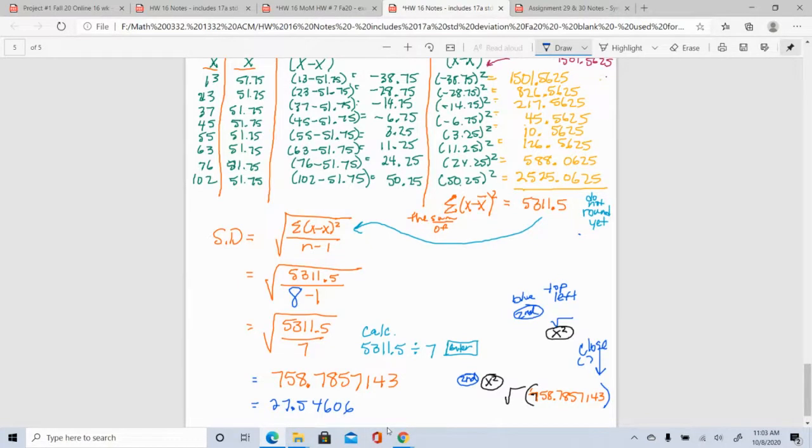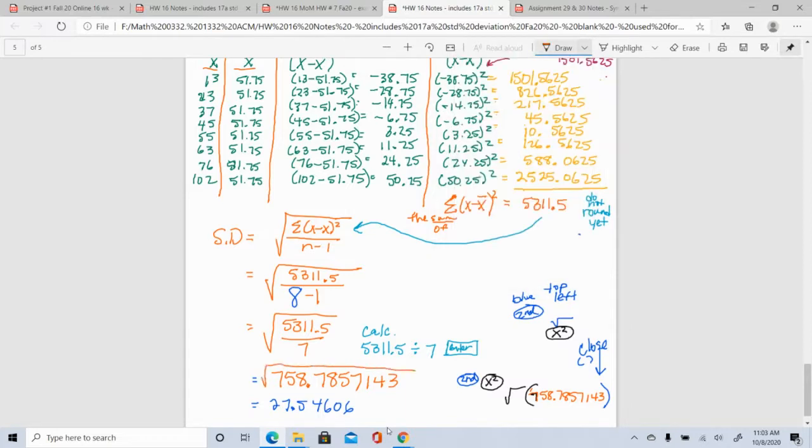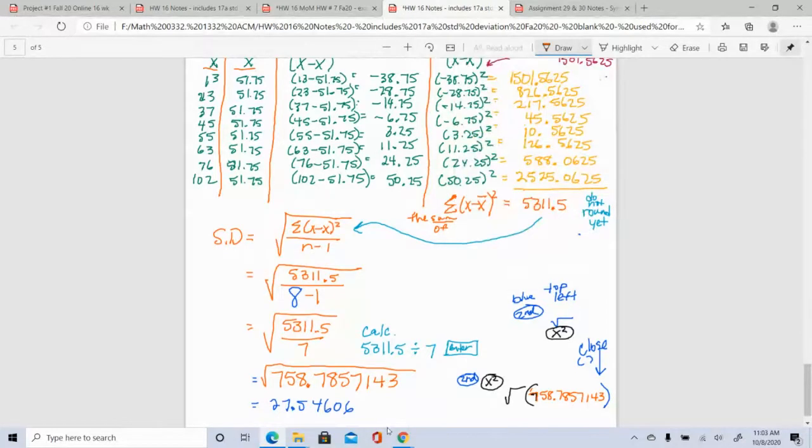Now, we still had to take the square root of this guy. Okay, so what we did is 5311.5 divided by 7. We're still inside the square root, and I'm getting this. Then I got to take the square root of that. Okay, now you might be able to do the whole thing on your calculator right here if you do the square root first. So if I did that, let me do that real quick because I want to go on.